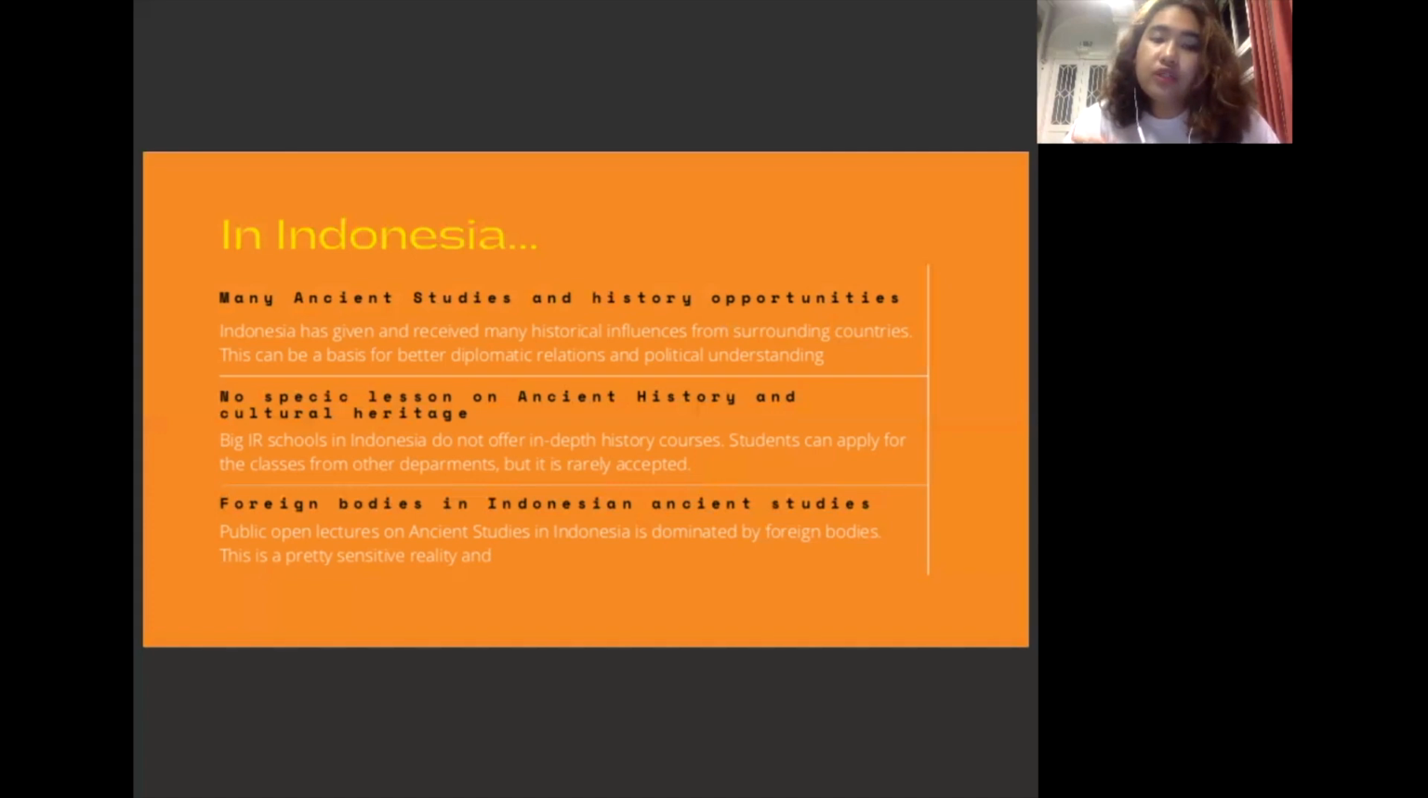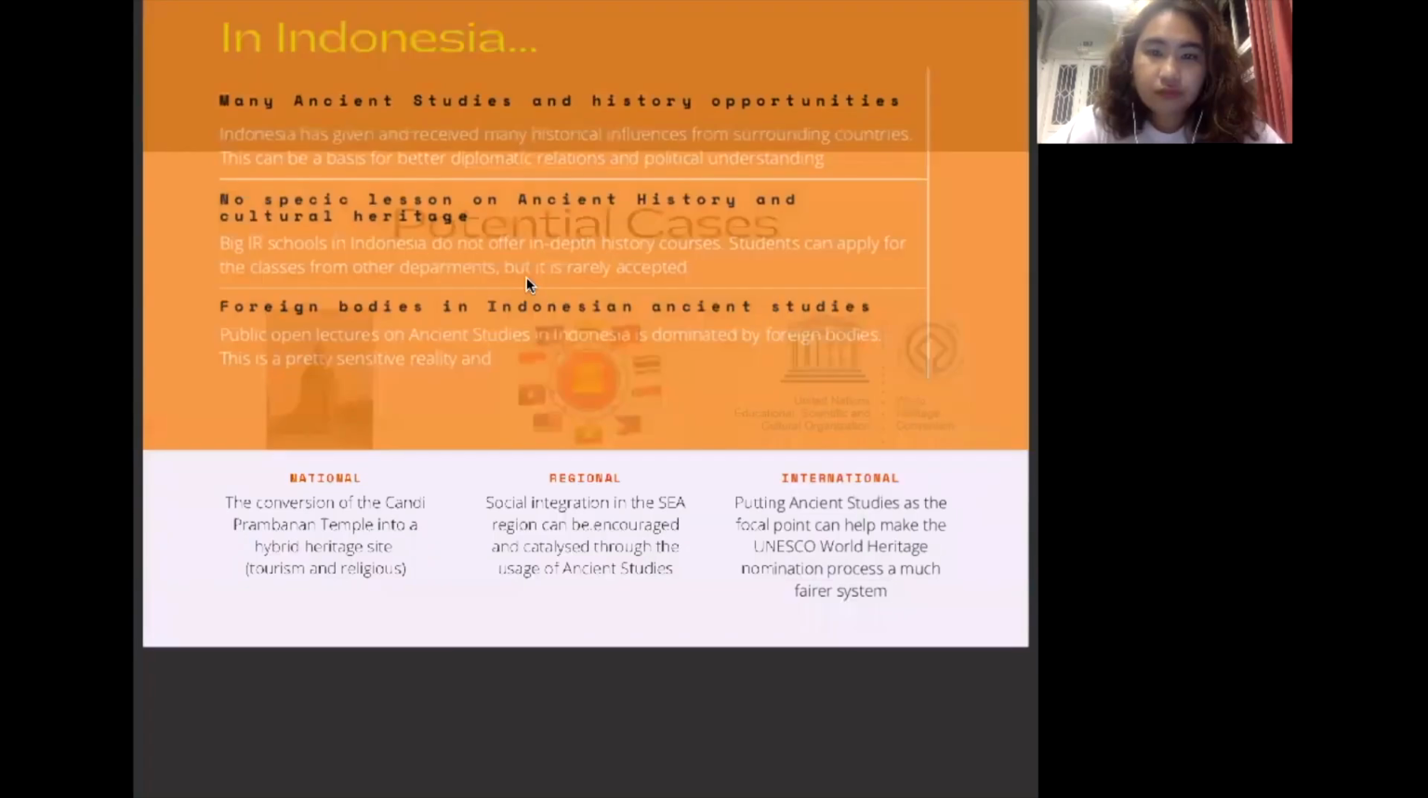And with so, there is really little choice left offered to IR students and the public alike when it comes to learning about history. The reality that foreigners are the ones talking over the local history narrative showcases exactly how it is needed for IR to decolonize ancient studies and how Indonesians have to take ancient studies more seriously.